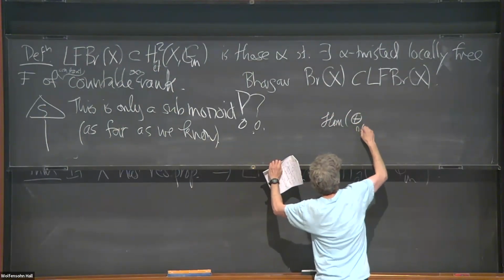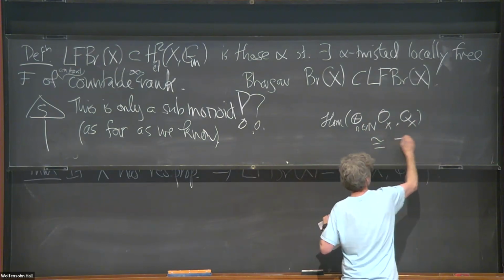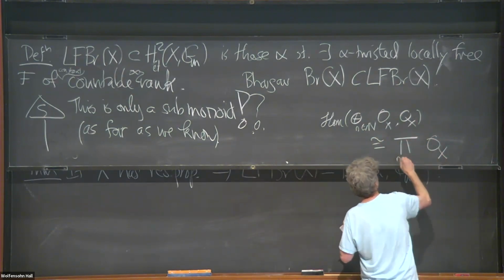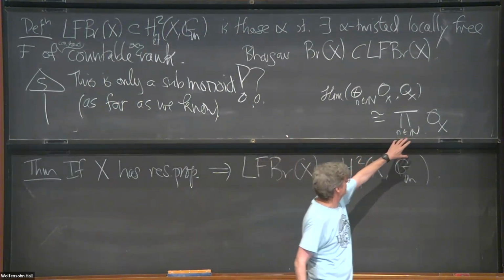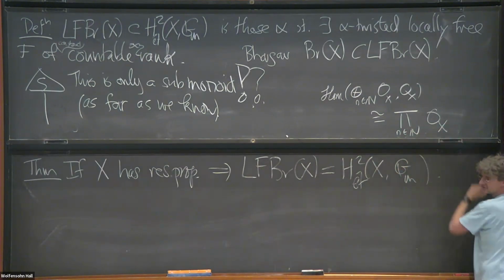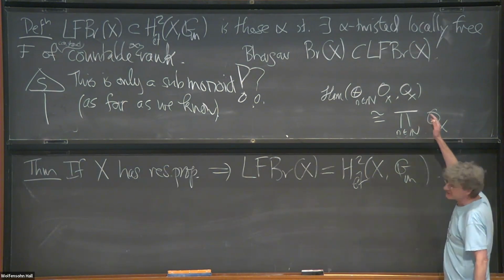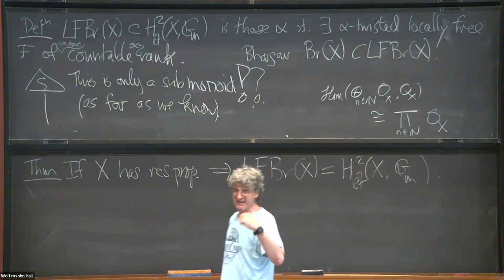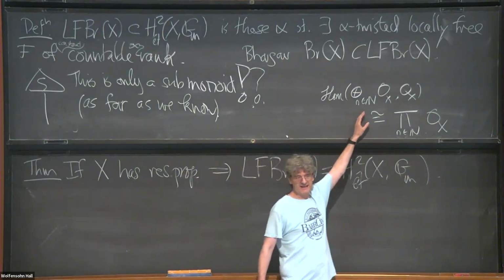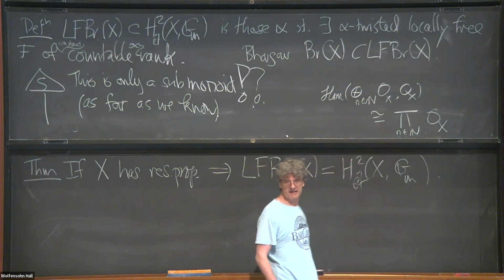The sum of O_X over n in N, the product sheaf of copies of O_X. Now you should think about why this isn't a quasi-coherent module if you haven't seen that before. But you must have seen this because you were taught that the push forward of a quasi-coherent module by a quasi-separated and quasi-compact morphism is quasi-coherent, right? And this is a way to see that it doesn't work if the morphism isn't quasi-compact. You have infinitely many copies of X mapping down to X, right? Yeah.